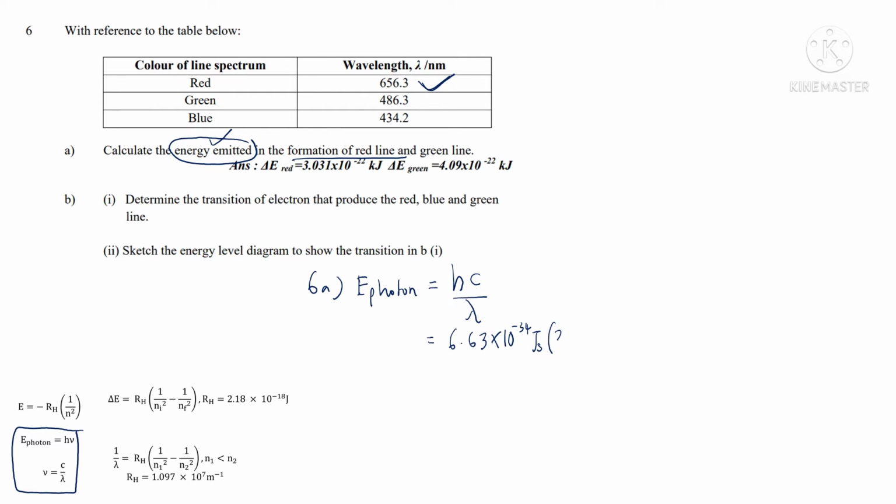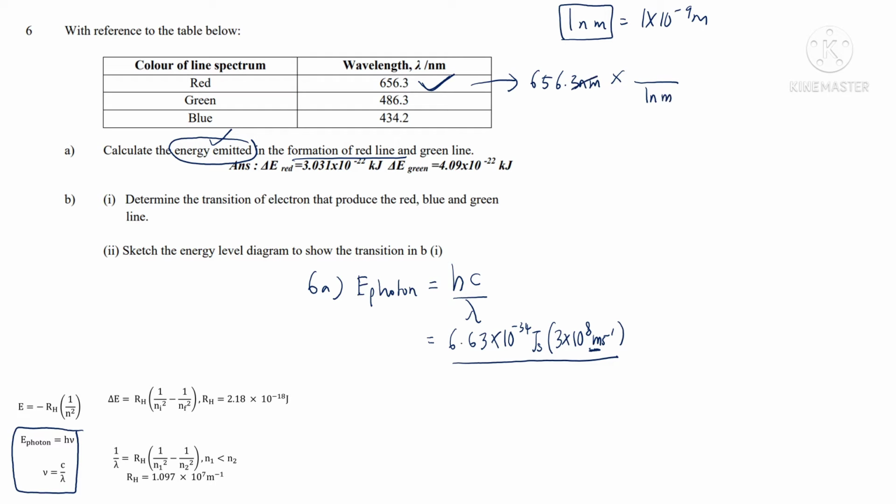And then C here is speed of light, 3 times 10 to the power of 8 meter per second. And the wavelength here, it must be in meter, because the speed of light given the unit is meter per second. In order to divide, the unit must be consistent. So how do we convert the wavelength to meter? So again, we know that 1 nanometer is equivalent to 1 times 10 to the power of negative 9 meter. To cancel the nanometer, 1 nanometer should be the denominator, and 1 times 10 to the power of negative 9 meter should be the numerator, to give us the wavelength in meter as 656.3 times 10 to the power of negative 9 meter.